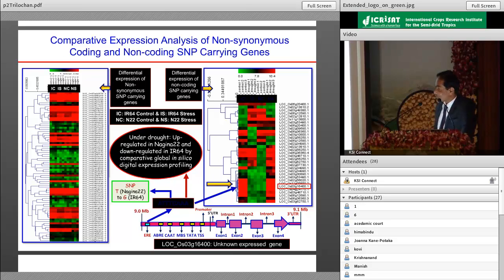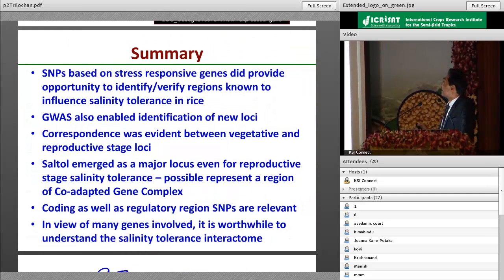So this is the summary. SNPs based on stress-responsive genes did provide an opportunity to identify newer loci and verify already identified regions which are known to influence salinity tolerance in rice. The genome-wide association study, using this 6K chip, enabled us to identify new loci concerning salt tolerance, taking a set of 220 diverse lines characterized for reproductive stage. This has to be underlined: reproductive stage performance, where they were exposed to salt at a later stage. The correspondence was evident between vegetative and reproductive stage loci, which were earlier identified at the vegetative stage. They were also confirmed, at least the Saltol locus. And Saltol emerged as a major locus even for reproductive stage salinity tolerance.